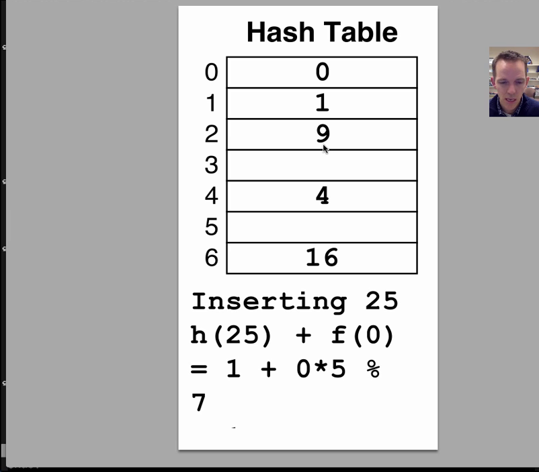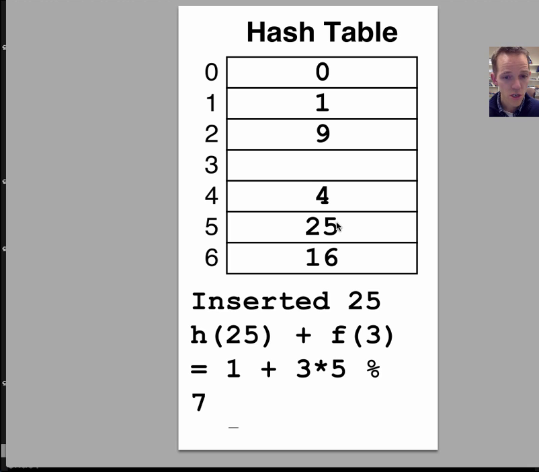Now let's insert 25. 25 is going to, I'm sorry, that's an error. 25 is going to map to 4, and after we find that, we try to insert it. We're going to try first f of 1, which is going to take 4 plus 5, which is going to map to here, where 9 is. Then we're going to try 2 times 5, so that's 5 more, and that's going to map to here, and then we try 5 more, and then eventually at f of 3, the third step, we find it.